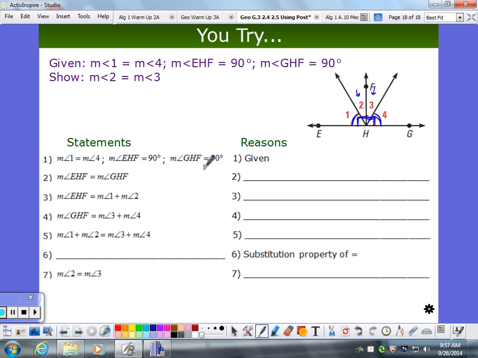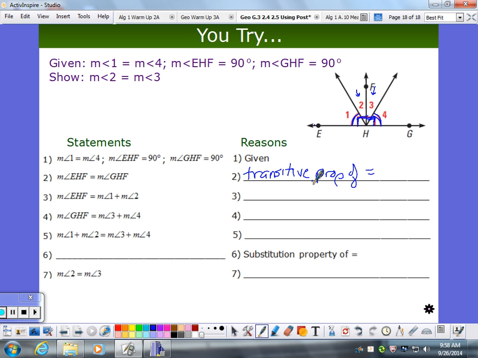Substitution, because they're both 90 degrees, right? I'm going to say transitive, but substitution is not wrong. This is a very clear transitive case, because this equals that, and that equals this, so these two things are equal. Substitution is correct as well, I wouldn't mark it wrong. But this is a case of transitive, just to show you. But substitution, I'm okay with it, I really am.